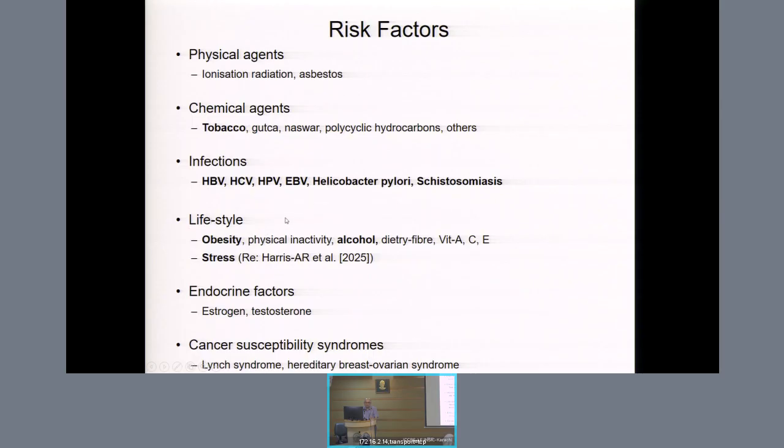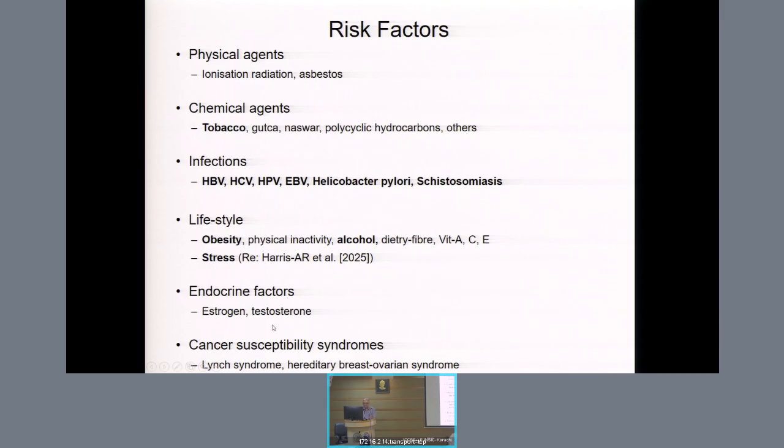Now, lifestyle is also important. Obesity plays an important role, along with physical inactivity. Then there is alcohol, and on the protective side are dietary fiber and vitamins A, C, and E. They are protective. Stress: it has been seen that stress is also a risk factor. How does it work? It depresses the immune system, so whatever protection the immune system is providing against cells developing cancer, it further reduces. But it has not been established.